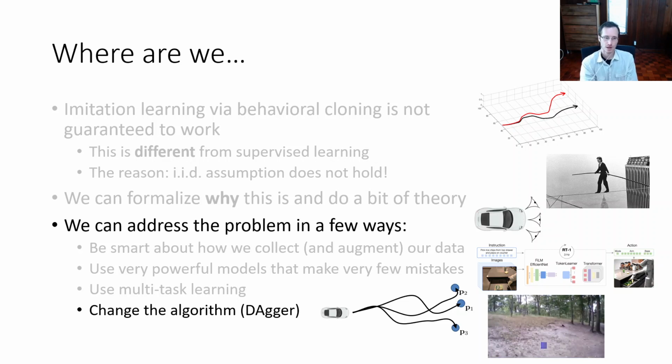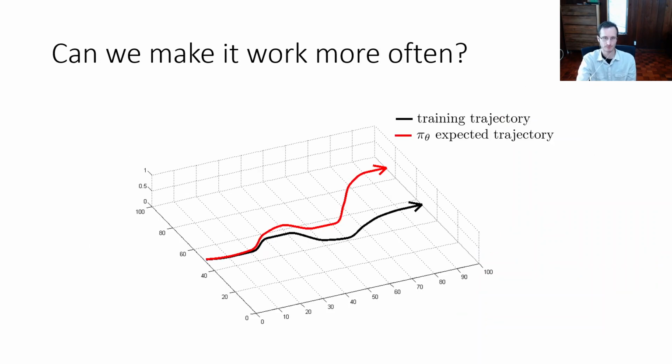All right. The last topic we're going to talk about is the DAgger algorithm. And the DAgger algorithm is actually something that you're going to be implementing in your homework. It aims to provide a more principled solution to the imitation learning distributional shift problem.